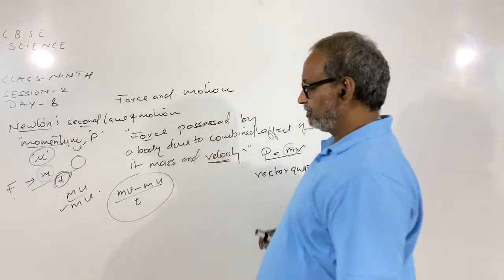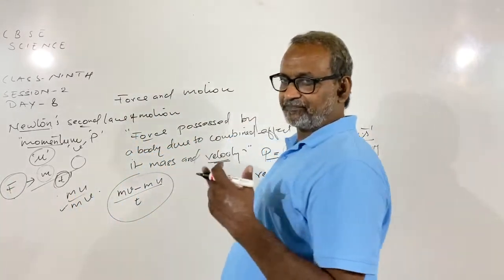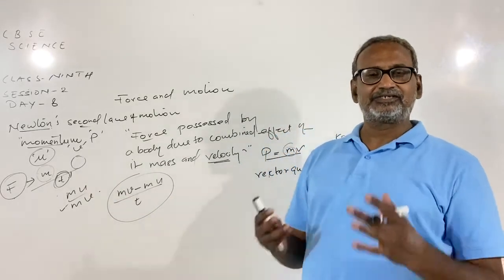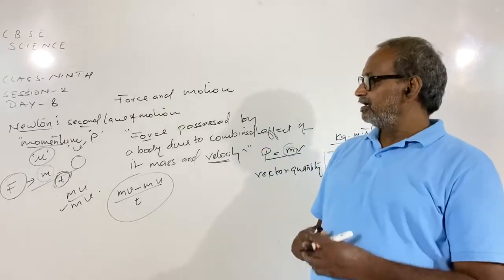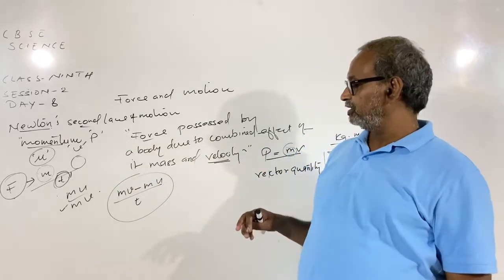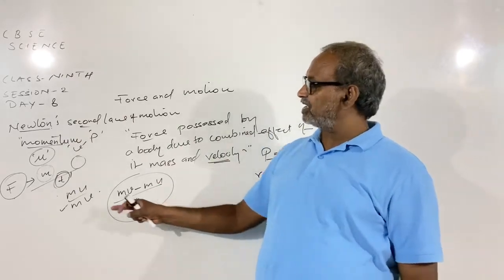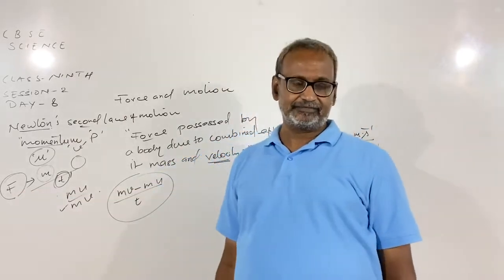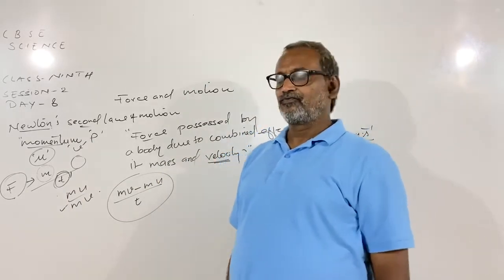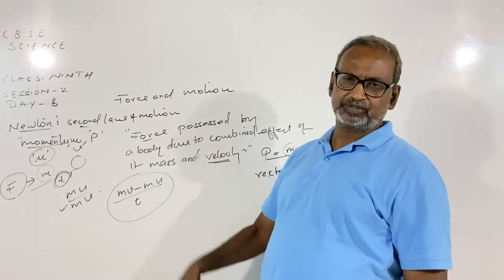So we have seen that when the force is applied on a body, the momentum of the body is likely to change. Newton's second law of motion explains the relation between the change in the momentum, or the rate of change of momentum, and the force applied. And it is this relation which is known as Newton's second law of motion.